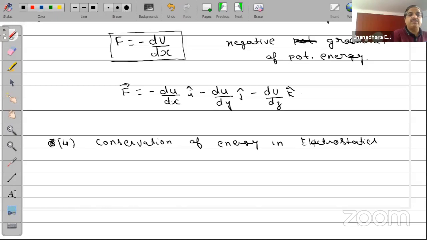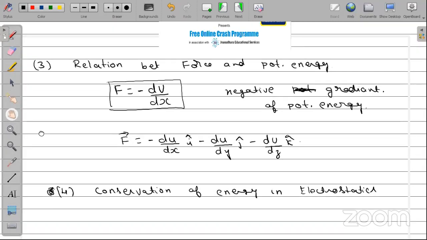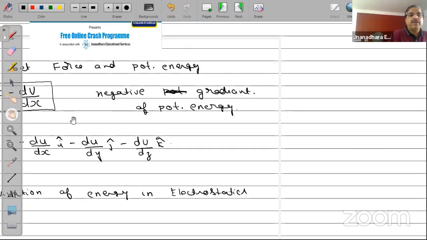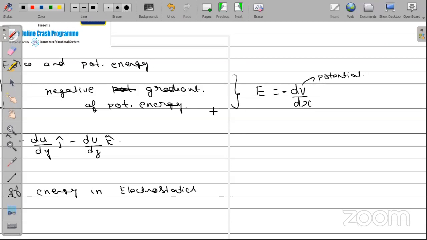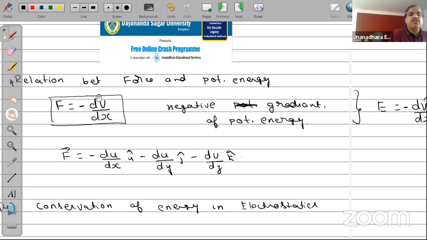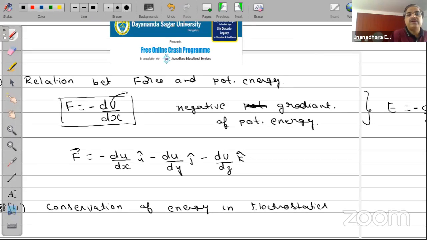Excuse me, sir. Yeah, tell me, please. So isn't it minus dV by dx? In the previous formula for the force. Okay. Maybe I should tell you that here. I had mentioned it in the previous class. Electric field is minus dV by dx, where V is the potential. But here force is minus dU by dx, where U is the potential energy.